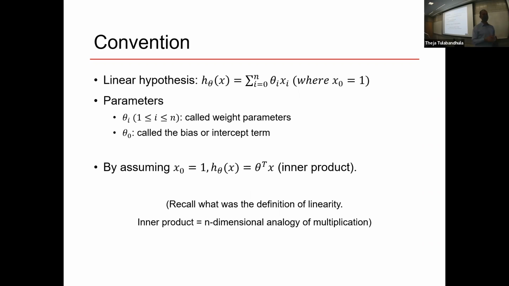So I'm just trying to say that this inner product is nothing very different from a linear transformation that you might have reviewed in your linear algebra prerequisite, right? Any questions or confusion here?